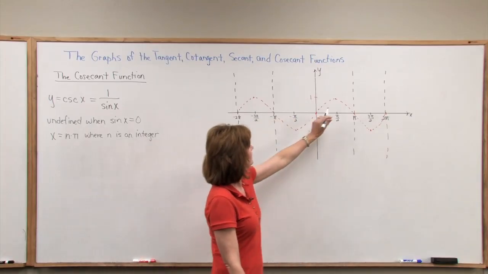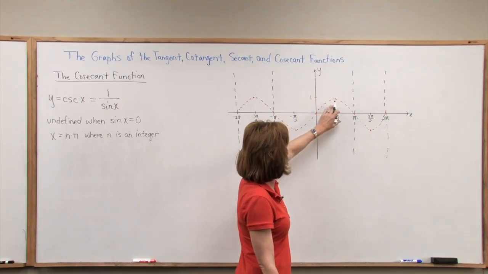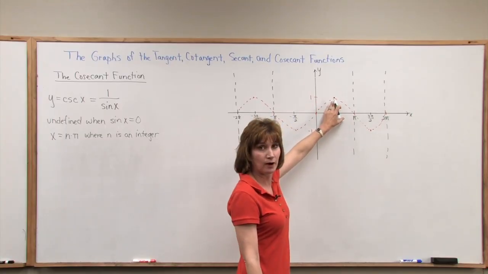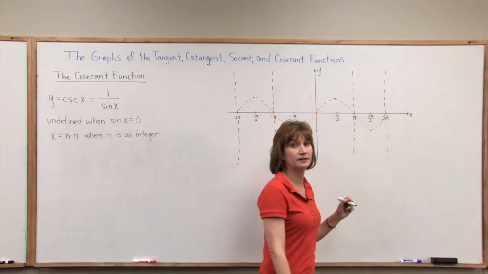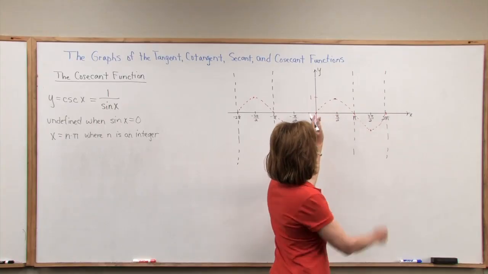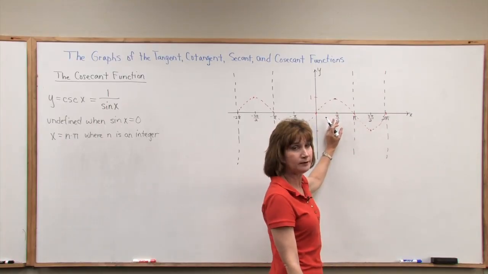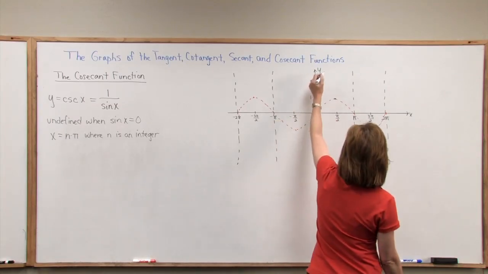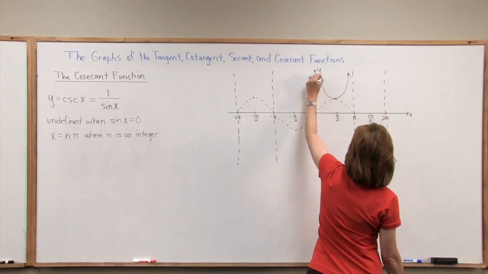Now, notice that the maximum point for a sine function is pi over 2, 1. The reciprocal of 1 is 1, so this point will also be a point on the cosecant function. Look at all these values for sine x between 0 and pi. The values are between 0 and 1. If you take the reciprocal of those values, you get numbers bigger than 1, and it has to approach those asymptotes. So this portion of the graph looks like this.